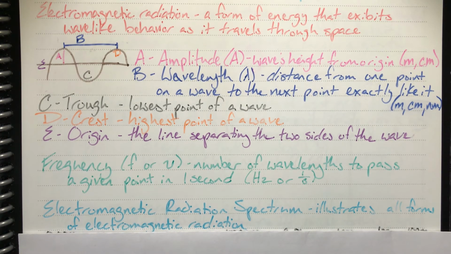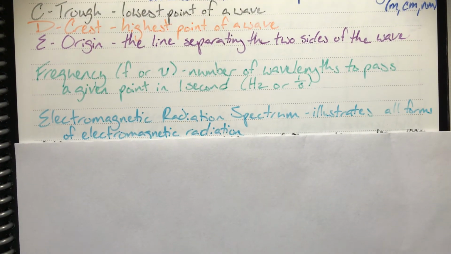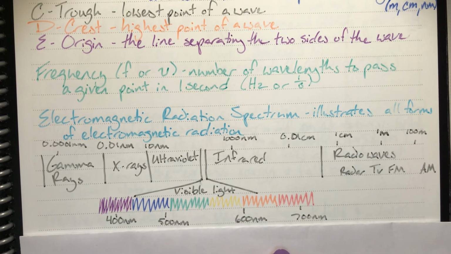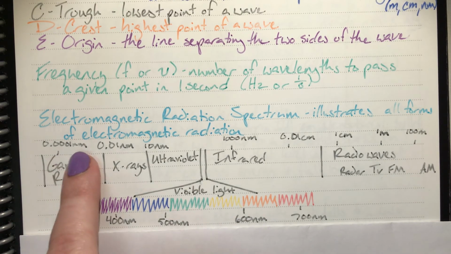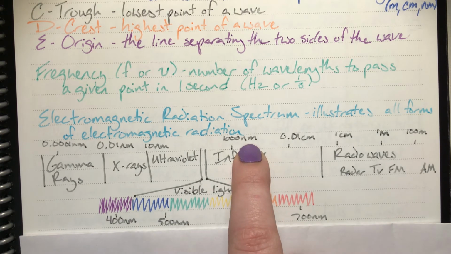Continuing on with electromagnetic radiation in general, the electromagnetic radiation spectrum is how we illustrate all of the forms that electromagnetic radiation can take. This is my illustration of the electromagnetic radiation spectrum. I highly recommend that you pause the video to copy this down, but I do want to just point out a couple of things. The numbers that I have added to my electromagnetic radiation spectrum are in reference to the wavelengths. That's why they are in length units.